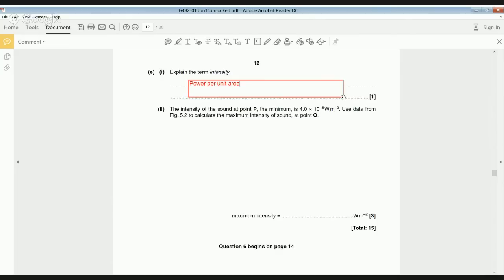Okay, in part 2, the intensity of the sound at point P, the minimum, is 4 times 10 to the minus 6 watts per square meter. Use data from figure 5.2 to calculate the maximum intensity of sound at point O. So let's have a look back at figure 5.2 since it tells us that's so important.